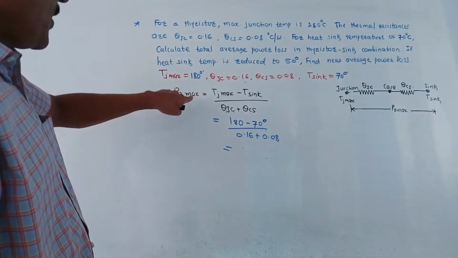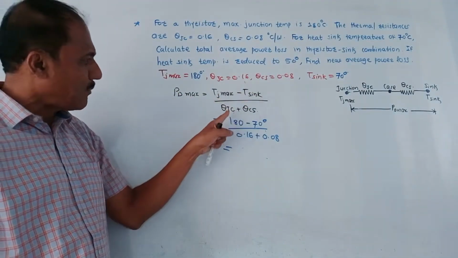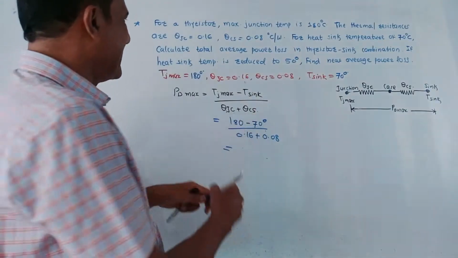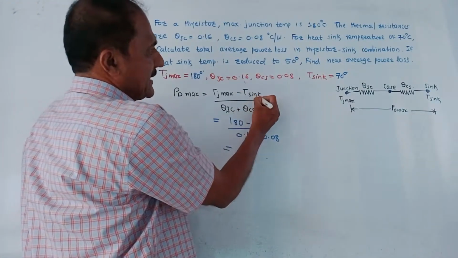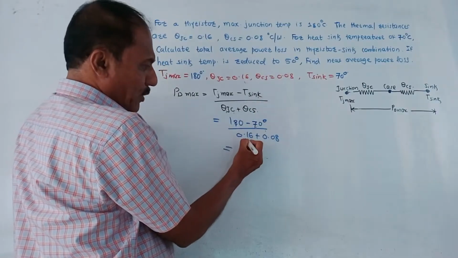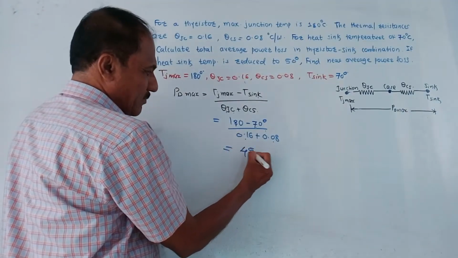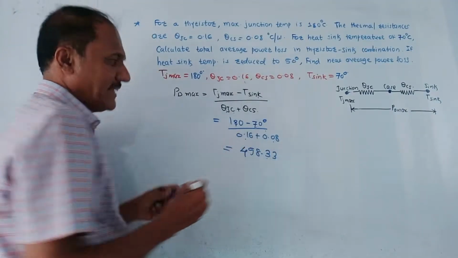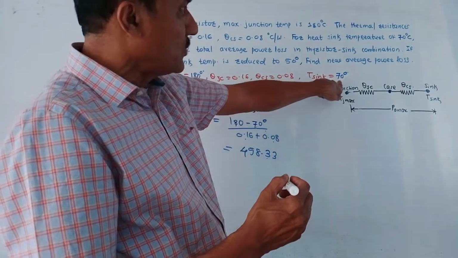Now, we have to refer to this formula. Pd max is Tj maximum minus T sink upon theta Jc plus theta Cs. Simply put the values. Tj max is 180 degree, T sink is 70 degree. This is 180 degree minus 70 degree upon 0.16 plus 0.08. If you solve, this answer is 458.33. In the second part, this is the calculation related to 70 degree.